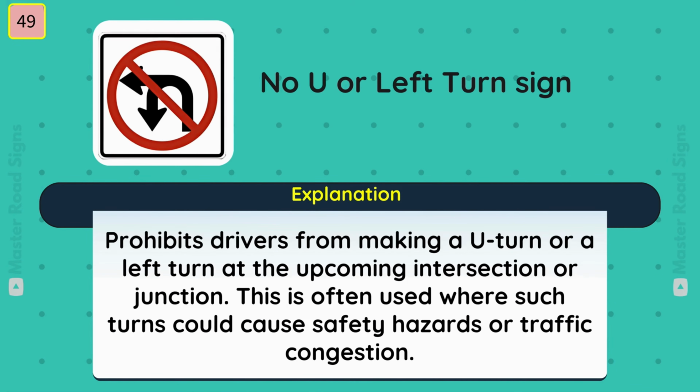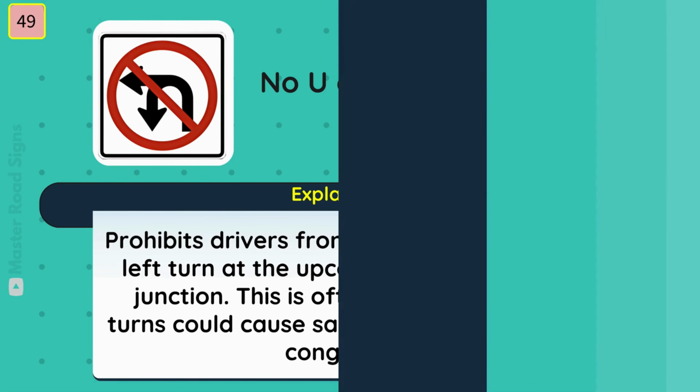No U or left turn sign prohibits drivers from making a U-turn or a left turn at the upcoming intersection or junction. This is often used where such turns could cause safety hazards or traffic congestion.